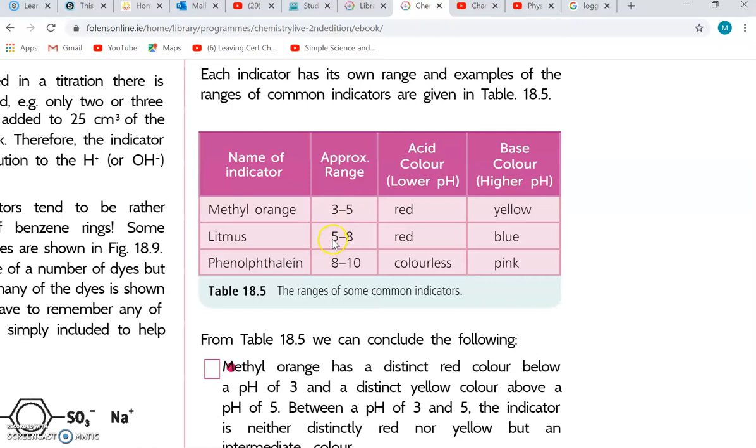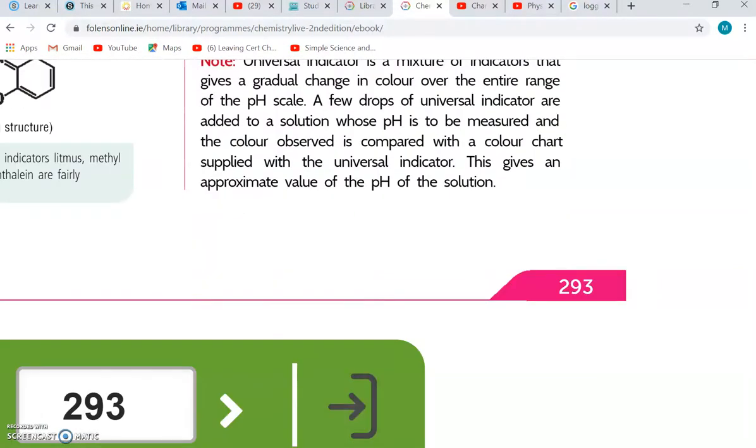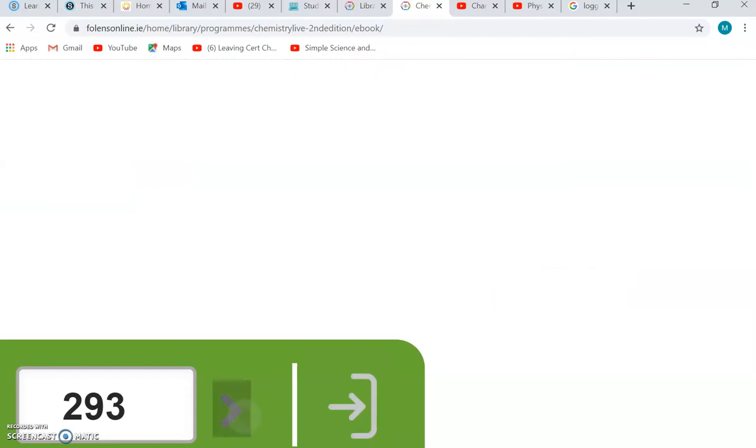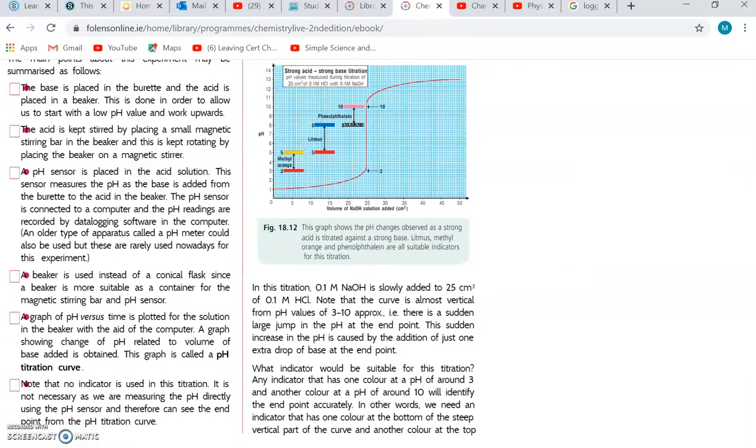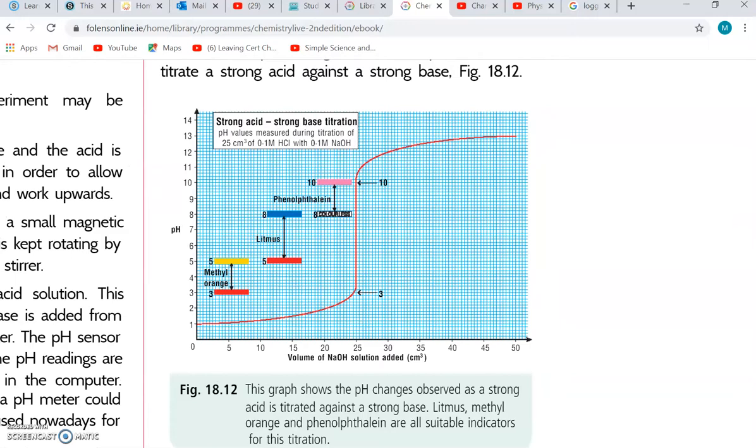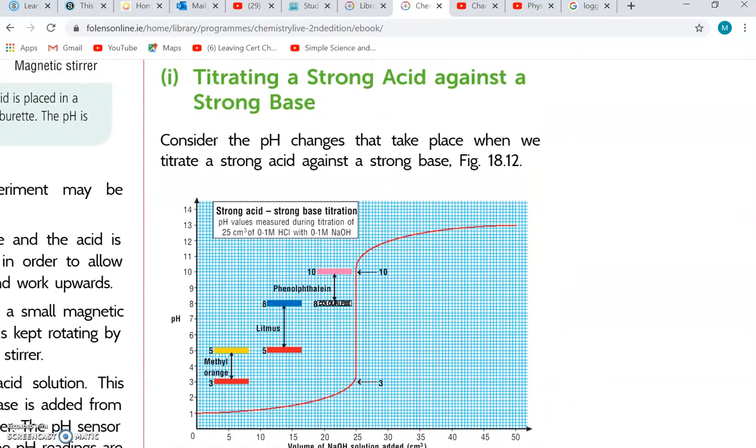Litmus has a range of 5 to 8. Again, that is within the strong acid, strong base range of 3 to 10. And phenolphthalein has a range of 8 to 10. Again, also in the range of strong acid, strong base. So what we're saying is that when you react a strong acid and a strong base, any indicator will work, because the range is so great for strong acids and strong bases.